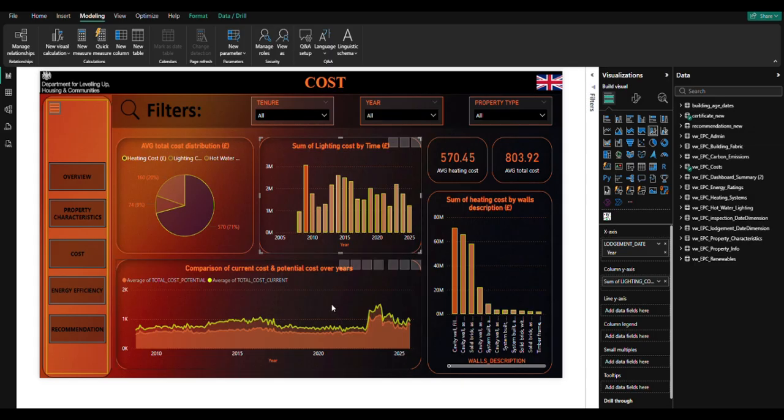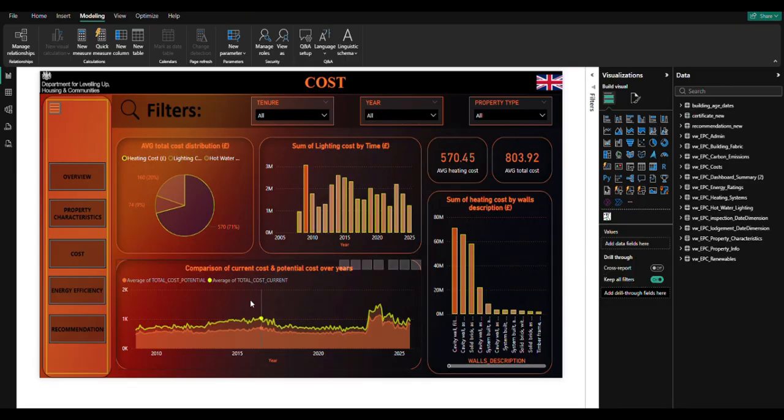At the bottom, the line chart compares the current energy cost with the potential cost over time. The current cost line remains consistently higher than the potential cost line, indicating the energy efficiency improvements could lead to cost savings over the years.